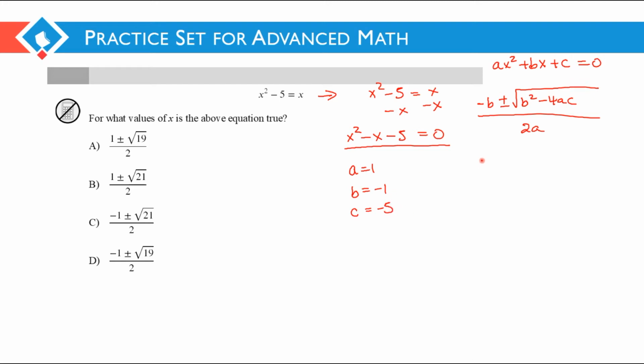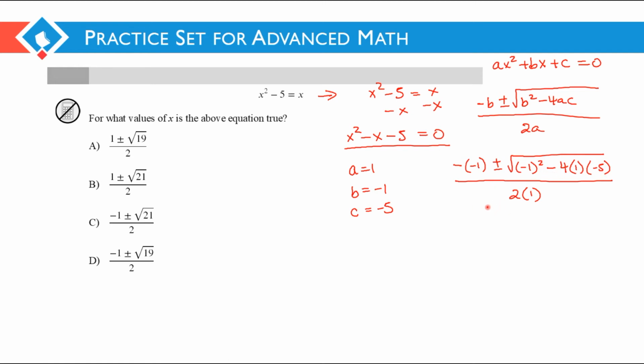And so let's go ahead and start plugging it in. And be very careful about plugging in the negative numbers. So I do this in a very specific way using parentheses to make sure that I don't make any silly mistakes. So here's how I do this. A negative b, so that's going to be negative 1, plus or minus the square root of b squared, so that's negative 1 squared, minus 4 times a, which is 1, times c, which is negative 5, all over 2a. So 2 times 1.